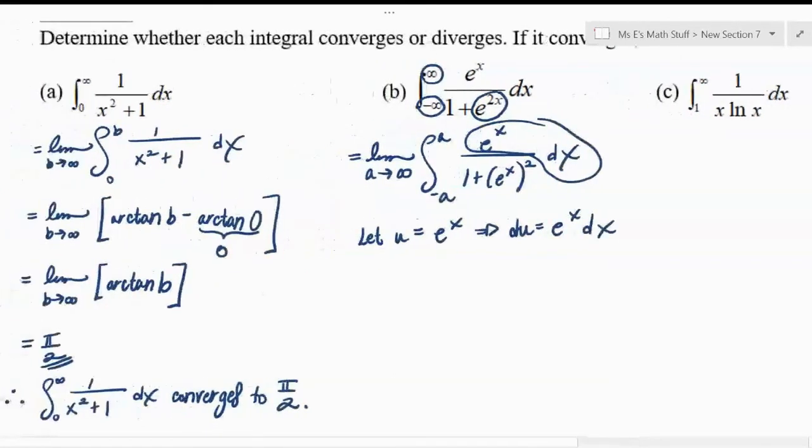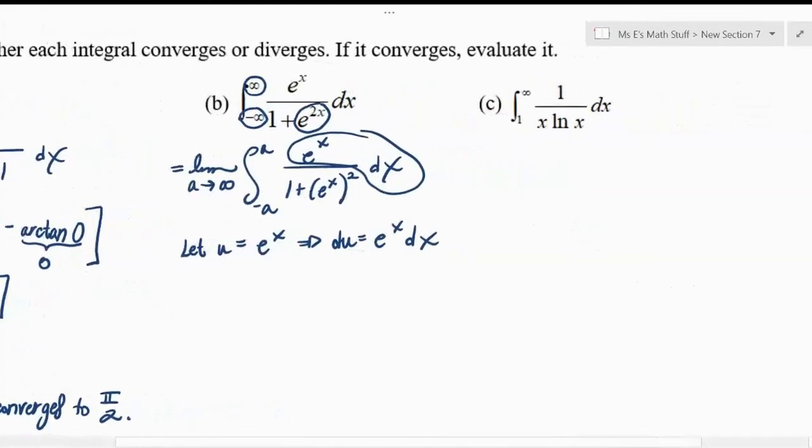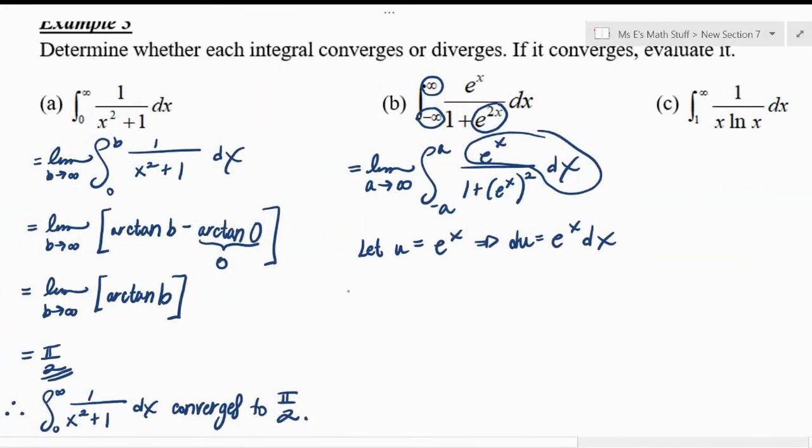Okay, so let's see, what would I then have to do? Anyway, sorry, I'm just going to have to leave it like this. So what would we have then? I'm going to change some bounds and stuff like that. Integrand first. So e to the x dx is just du. And then on the bottom, I'd have 1 plus u squared. And then I'm going to go ahead and change my bounds.